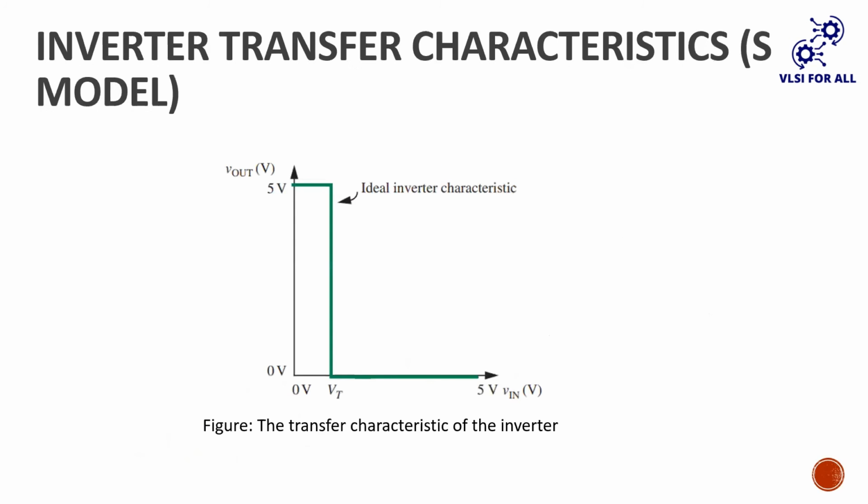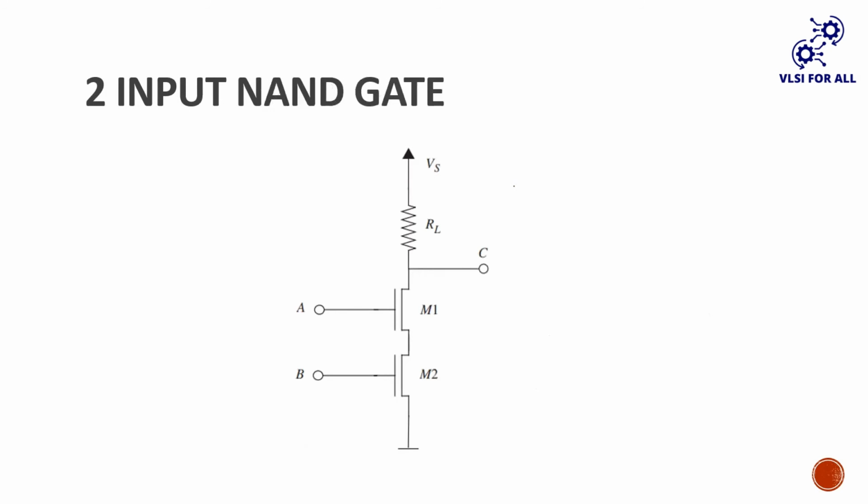Okay. I'll take only the S model. Now, team, you see here, the 2-input NAND gate. Let's take here A, B, M1, M2, output C.